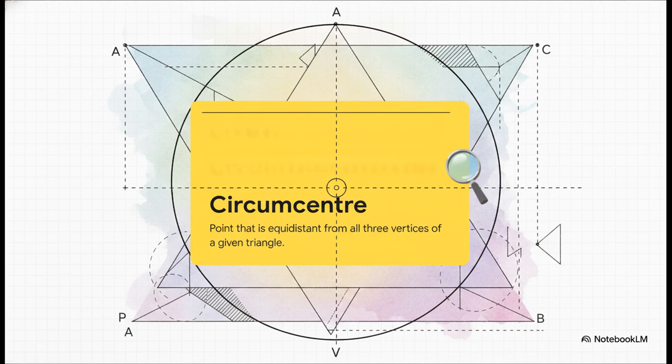Now, quick definition here. The circumcenter is that highly specific point perfectly balanced in the middle of a triangle that is completely equidistant from all 3 of its vertices. Basically, if you drew a circle using this point as the exact center, the circle's edge would perfectly kiss all 3 corners of the triangle. It's a total geometric sweet spot.